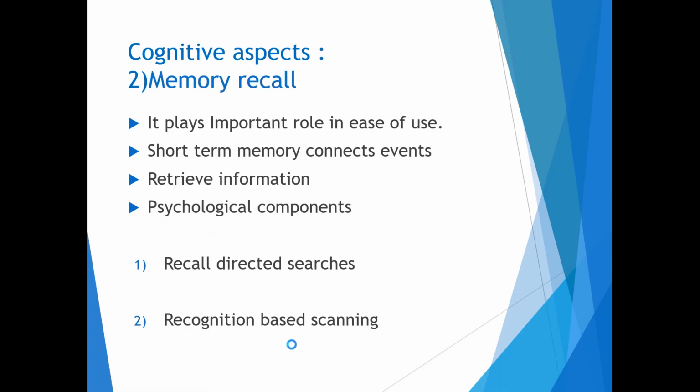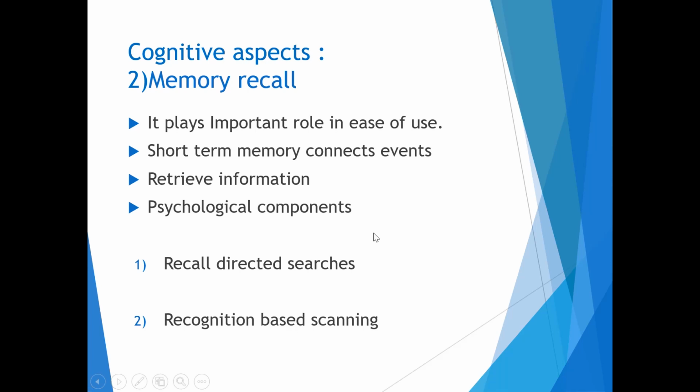Now the second aspect of cognition, that is memory recall. It plays an important role in ease of use. Short-term memory connects events here. Memory recall and cognitive processes play an important role in ease of use. Simplifying the amount, content, structure and learning of knowledge will improve the ease of use. The user's short-term memory connects one event to the next during interface dialog. It has a capacity of about 5 items. Don't require the user to remember sequences of operations, items or locations that burden short-term memory.